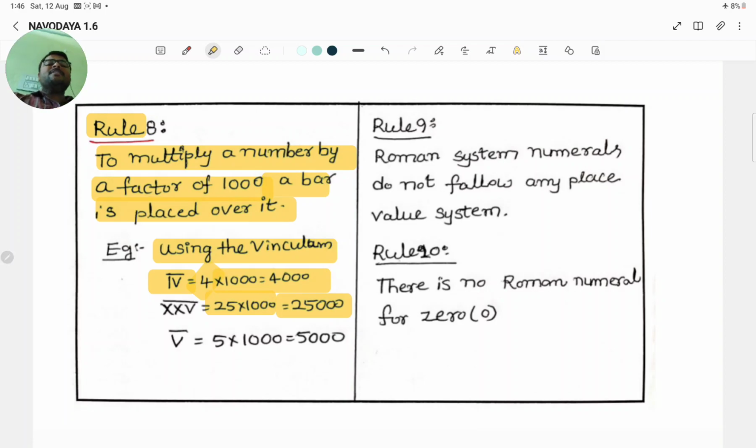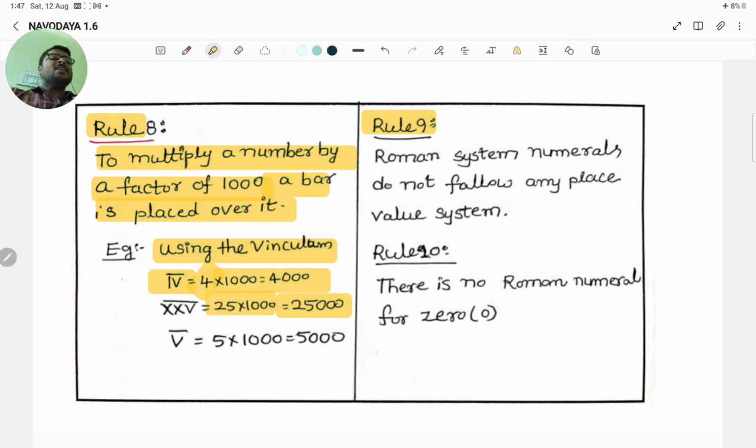When we explain rule number 8, rule number 8 explains about when any Roman numerals have a bar, in that situation you just have to write the number of the numerals and multiply with 1000, and you will get the result. Next, rule number 9.